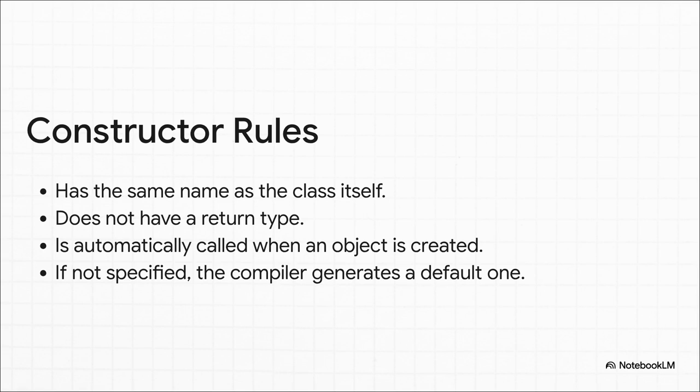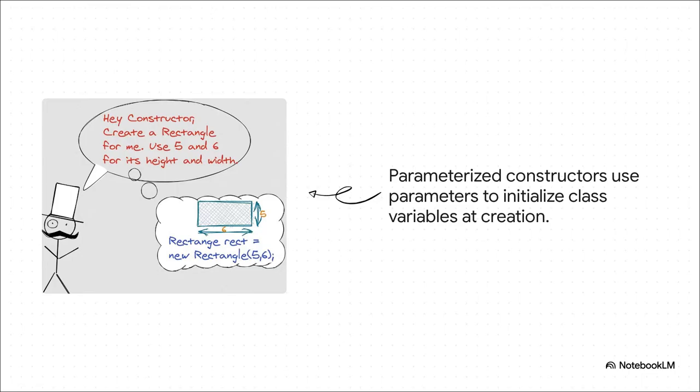And I love this cartoon because it perfectly captures the idea of a parameterized constructor. See, instead of just creating a generic empty object, you can pass in specific values right at the moment of creation. It's like saying, hey, constructor, build me a rectangle and make sure you use 5 for the height and 6 for the width right from the very start.